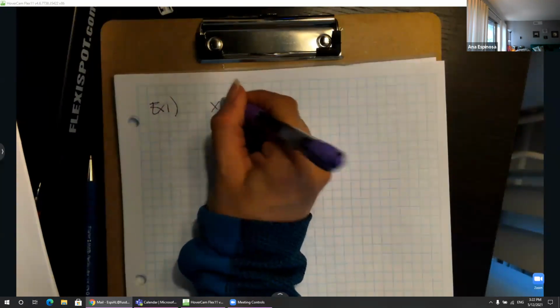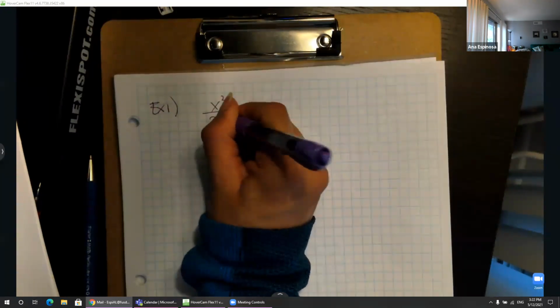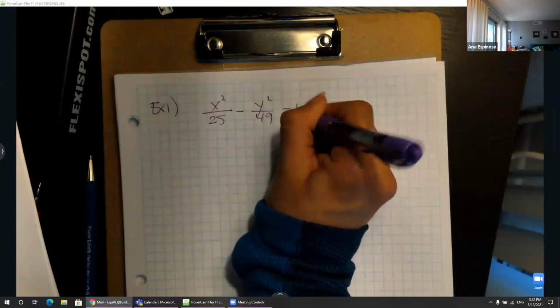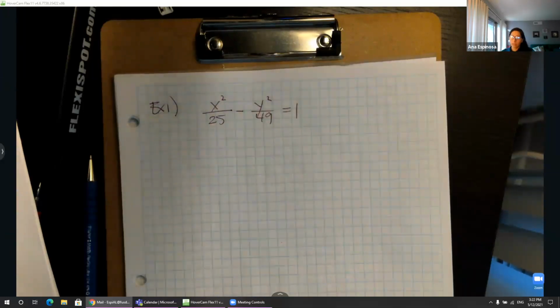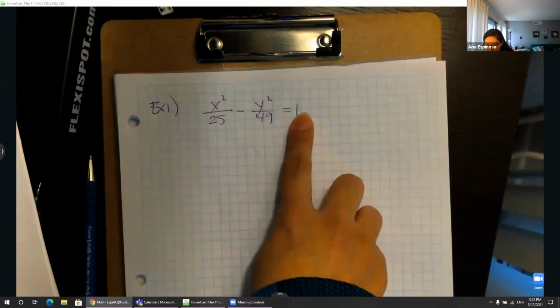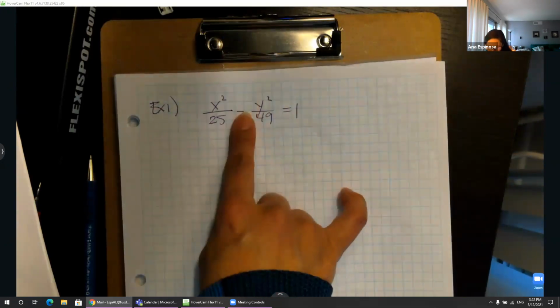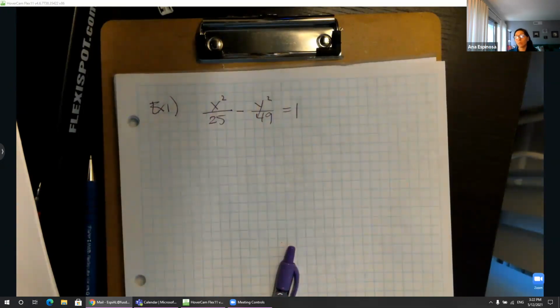All right. So this is graph x squared over 25 minus y squared over 49. Again, three things distinguish the hyperbola from all the rest. Two of the variables are squared. That's thing number one. Thing number two, it is equal to 1. That's what you need to note. Thing number three, there's a minus in the middle. That's how you distinguish this one from the rest.